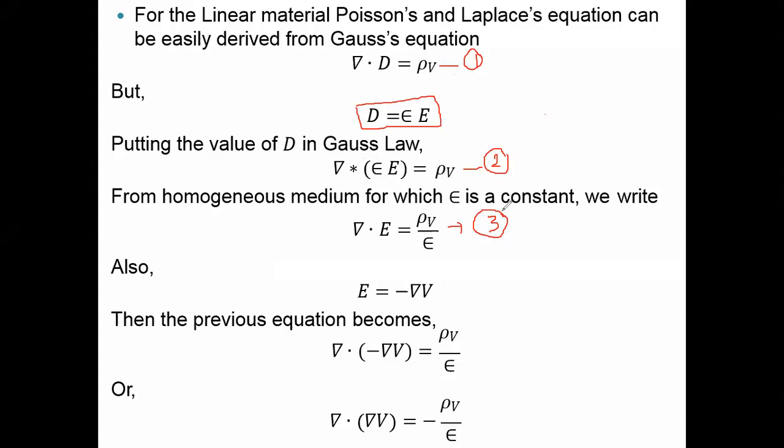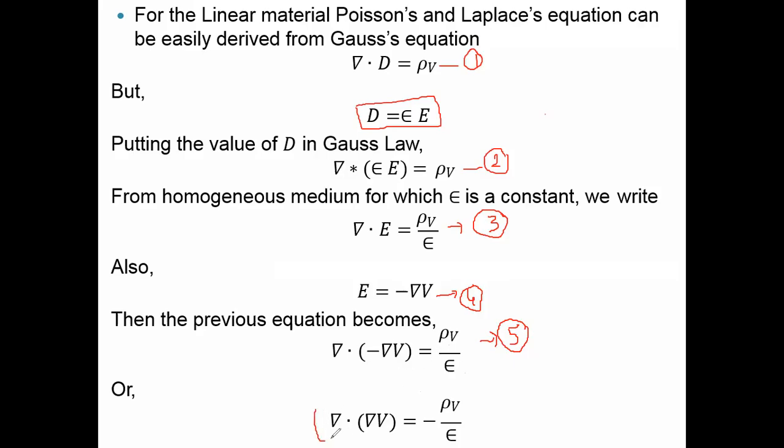And now comes the real scenario. E is equal to minus of gradient of V. This one I discussed in the last class. Do you remember? Now you see, using equation 3 and 4, can I write this equation 5? See very carefully. Now this negative has been taken to the right hand side.